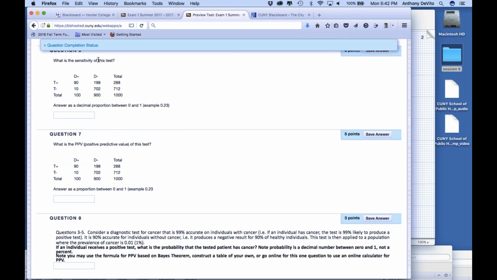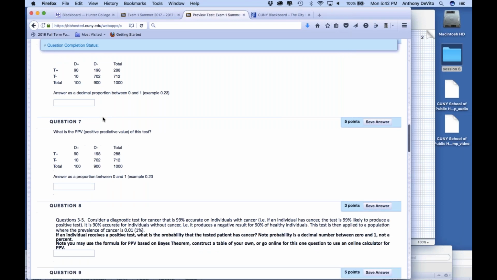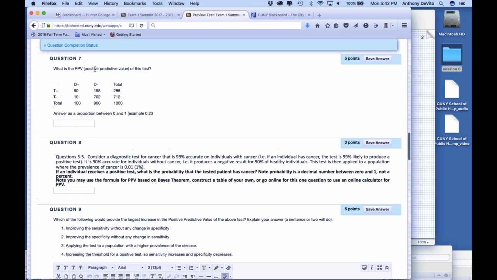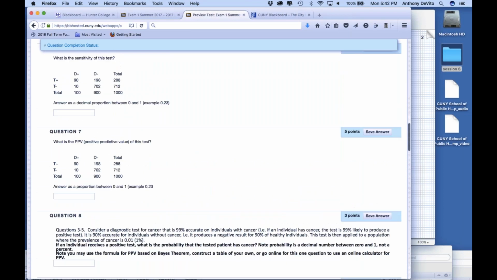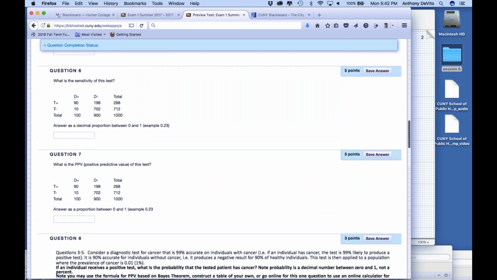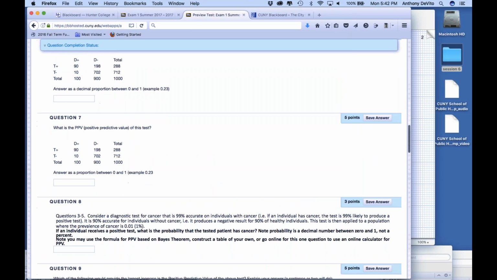What's the sensitivity of the test? Well, that's basically how well we can predict when a person who has the disease really does. And we see that we were successful 90 times out of 100. So the sensitivity of the test is 90%. The specificity, positive predictive value. I was going to say specificity. I guess I didn't ask it at this point.